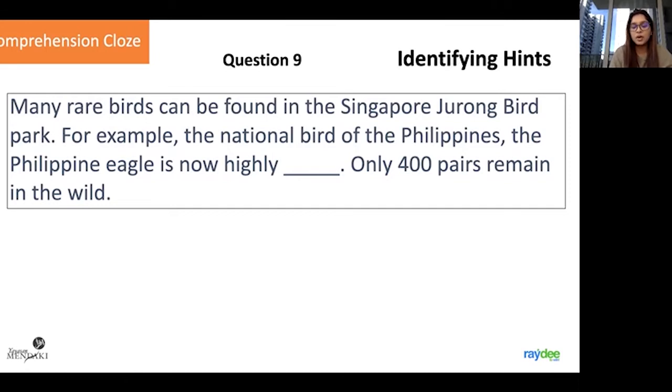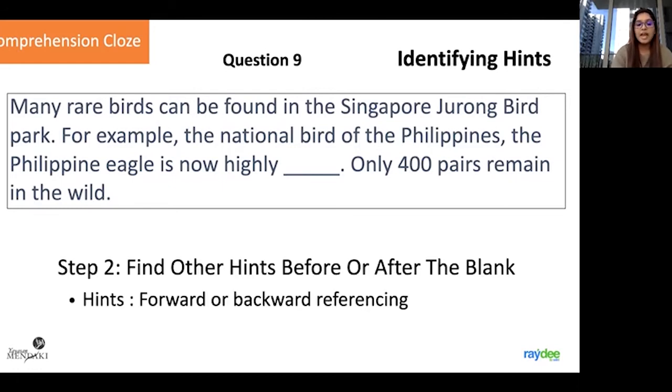Okay, and the next keyword you need to direct the students to is only 400 pairs remain in the world. That means if anything happens to these 400 pairs of birds, there's no more Philippine eagle. So what word can we use to describe that these birds are in a danger zone, like they are on the brink of extinction? So we use the word endangered. Okay, and the hints we are using here is of course forward and backward referencing, which is why we try to connect rare birds with only 400 pairs remaining.